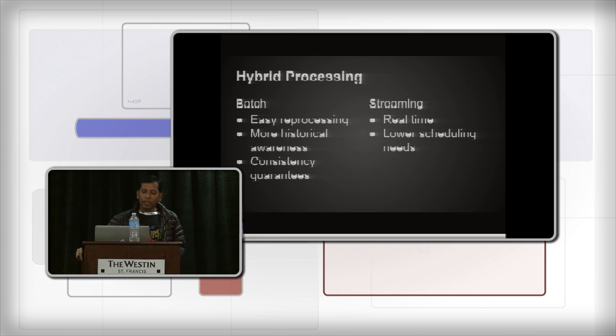Now, coming to streaming: if you want something real time, you have to go for streaming. Batch is always delayed. So if you have a real time requirement, batch is not going to solve the problem. You have to go for a streaming approach. And streaming doesn't have the scheduling overhead that is present in the case of batch. So that's one advantage of streaming.